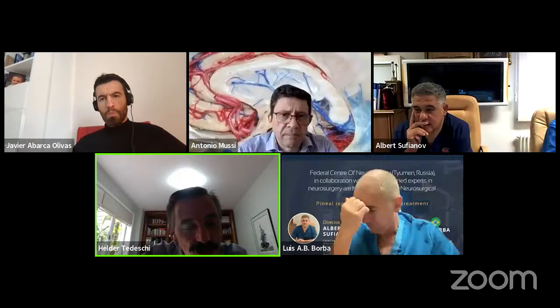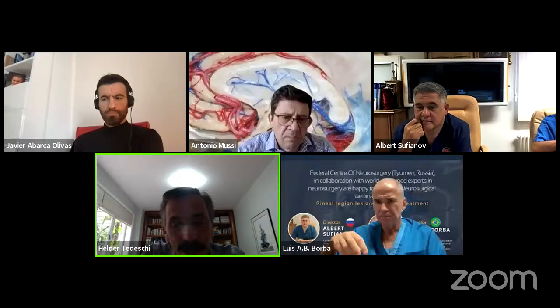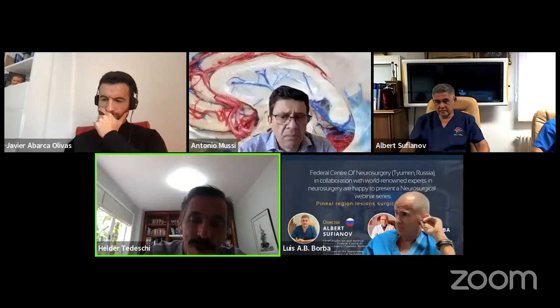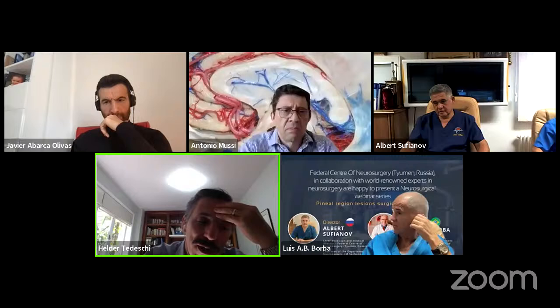I think the drawback of the transtentorial interhemispheric occipital approach is the ipsilateral side, not the contralateral. The contralateral is very, very nicely approached. Operating through the left side, you can easily see all the tumor on the right. But on the same side, the vein of Rosenthal really hampers the exposure.